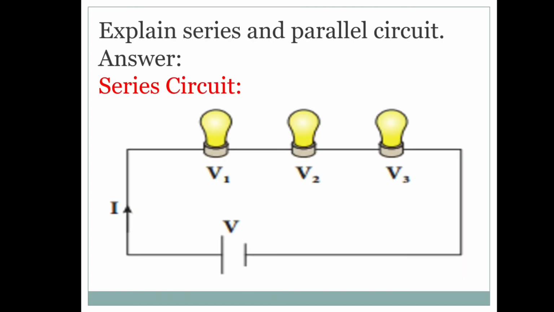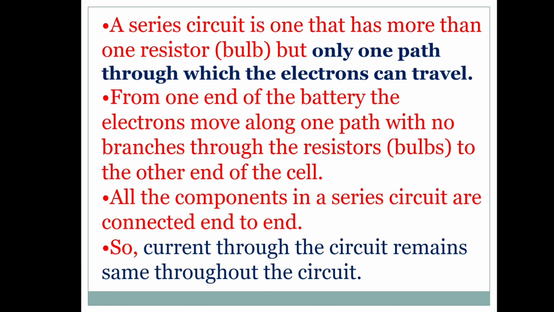Third one, explain series and parallel circuit. So first we are going to write about the series circuit. So you have to draw the diagram of a series circuit. A series circuit is one that has more than one resistor, bulb, but only one path through which the electrons can travel. From one end of the battery, the electrons move along one path with no branches through the resistors, that is, bulbs, to the other end of the cell.